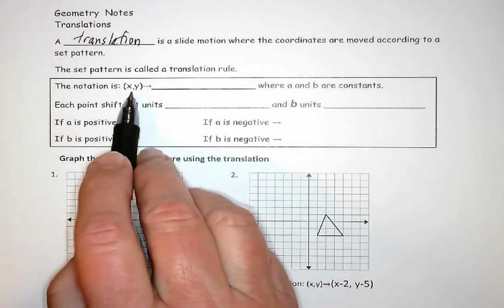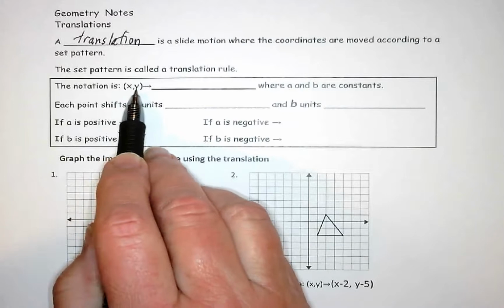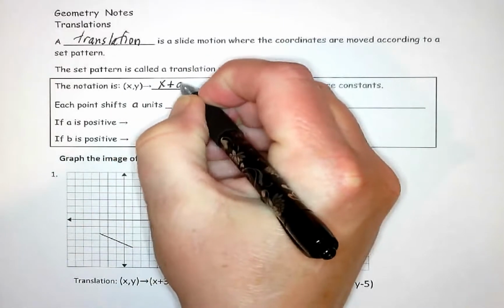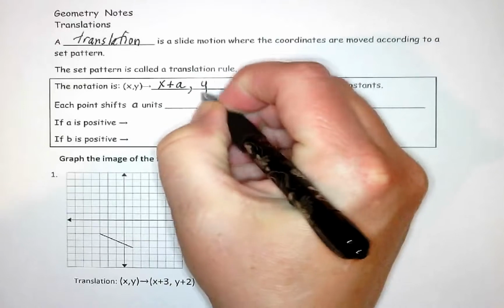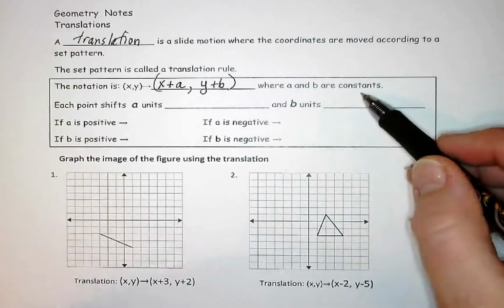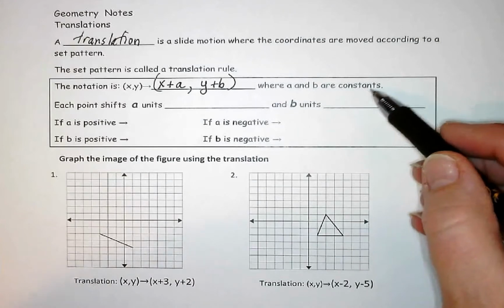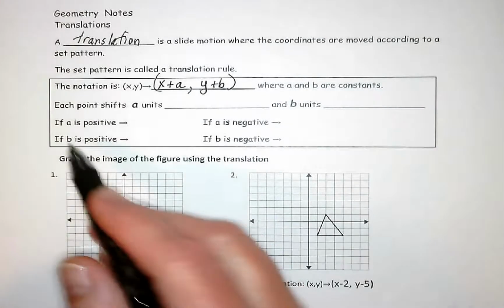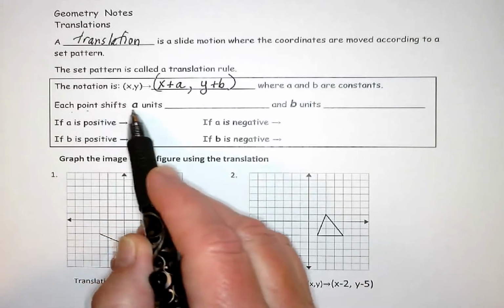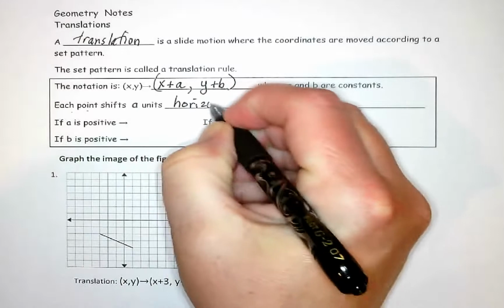The notation, or how it's going to look, is always taking the points (x, y), any point on the coordinate plane, and we will change that so that we have (x + a, y + b). A and b are going to be constants, which are just whole numbers or numbers on a number line. Each point on the image will shift a units horizontally.